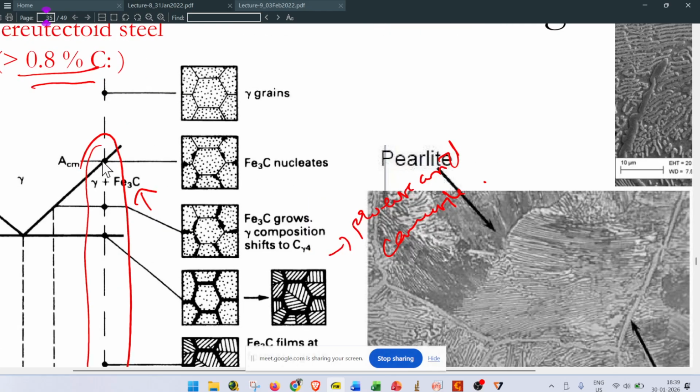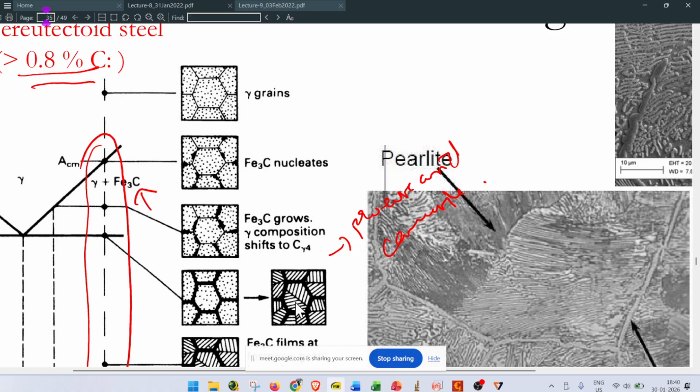Once it reaches this region, the nucleation will take place at the weakest point, that is the grain boundaries. Instead of the alpha phase forming as we see in the hypo steel case, here we will see Fe3C nucleation, because we have more carbon in this region. So Fe3C will precipitate here and start growing, and the region in between will be pearlite only. Pearlite is nothing but alpha plus Fe3C.